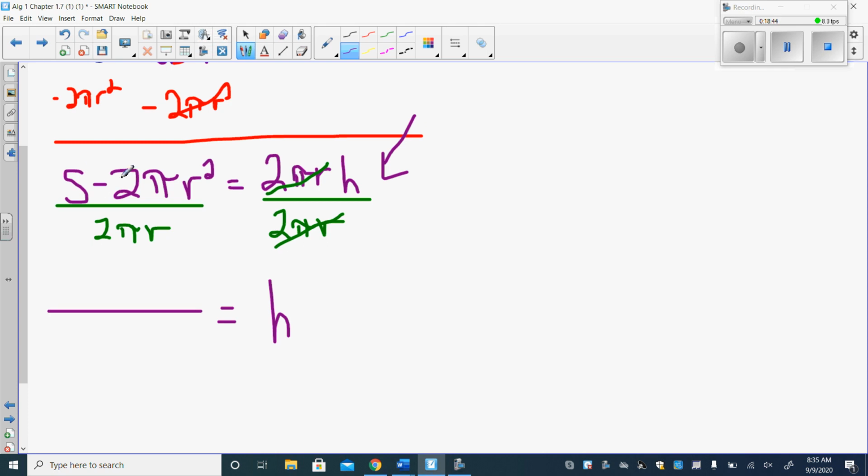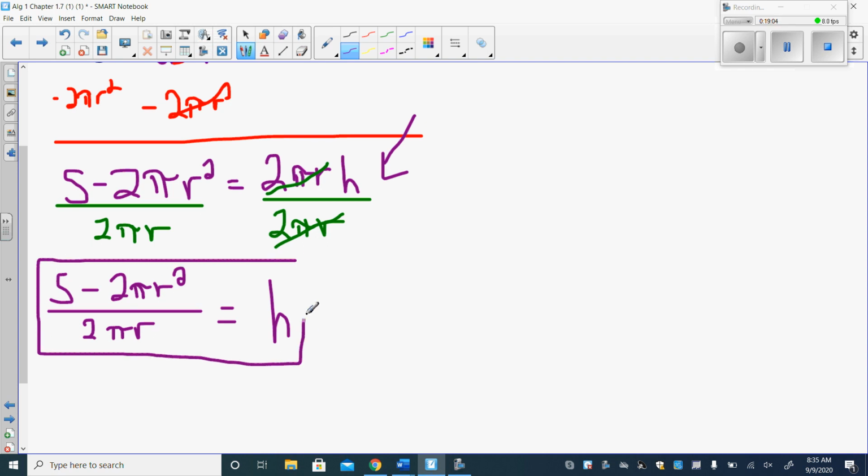Now here we're just going to divide the whole thing. We're not going to worry about doing each individual term. So I get s minus 2 pi r squared over 2 pi r. Now we could do individual terms and it would reduce a little bit, but it wouldn't be a whole lot more helpful. But this is all that we have here. And this might be helpful, so definitely have this written down.